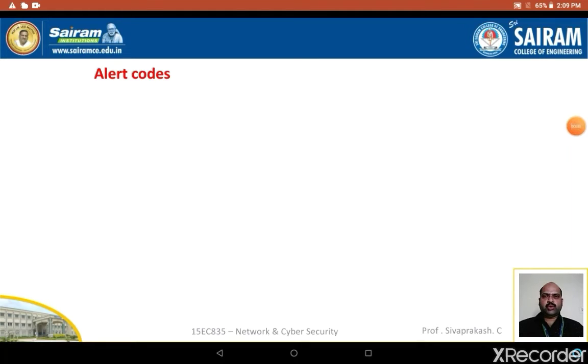Let's discuss the next one, alert codes. TLS supports all of the alert codes defined in SSL version 3 with the exception of no certificate. A number of additional codes are also defined in TLS. Let's see about the additional codes defined in TLS.